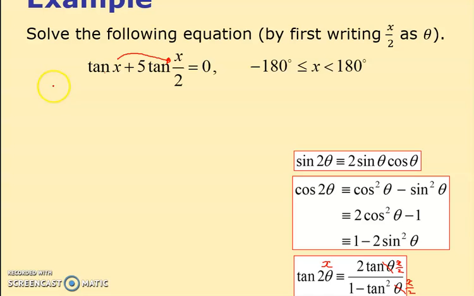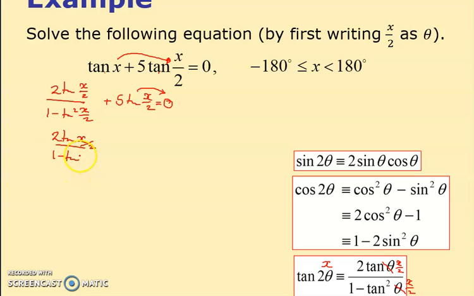So this means I write 2 tan x over 2 over 1 minus tan squared x over 2. Don't forget, then I write this, 5 tan x over 2 equals 0. I don't like it at the moment, so I'm going to move this over here. I get 2 tan x over 1 minus tan, oh, that's x over 2 by the way, tan squared x over 2 on the bottom equals minus 5 tan x over 2. That's it.